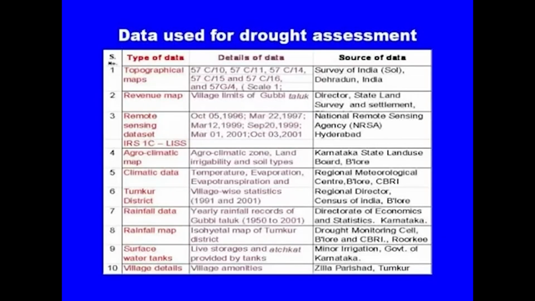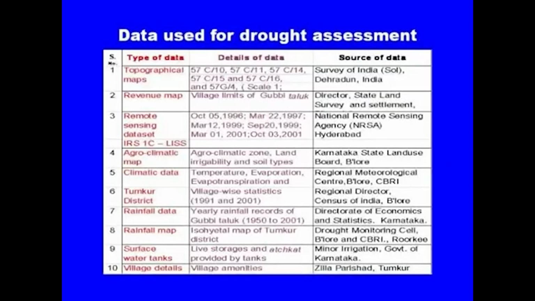First, we need to have the information regarding the ground. So, we need to have the topographical maps. Topographical maps can be obtained from Survey of India located at Dehradun by paying a nominal price for the paper copy maps.